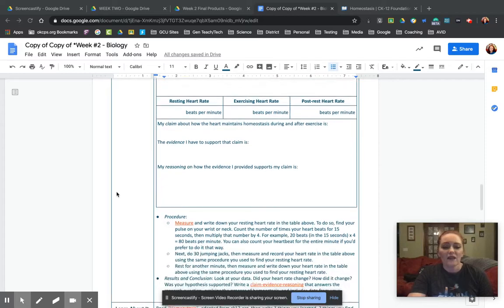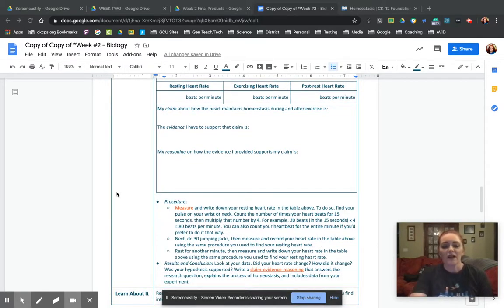Then you're going to measure your resting heart rate. And as you can see here, there is a link to help you learn how to measure heart rate. And I recommend watching that just so you have a good idea of how to do it. So you're going to measure your resting heart rate, and then you're going to exercise for a given amount of time, and that's in the procedure below. And then you're going to rest for a couple of minutes and measure your resting heart rate again.